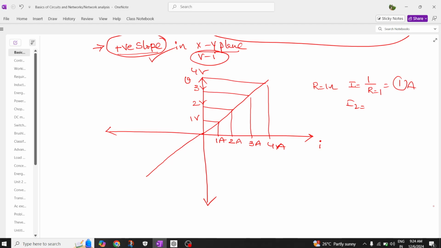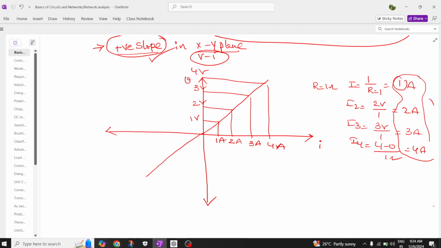So current I2 is the voltage applied, 2 volts, by 1 ohm. So this is nothing but 2 amperes. So current I3 is equal to 3 volts by 1 ohm, that is equal to 3 amperes. Similarly, I4 is equal to 4 volts minus 0 by 1 ohm. This is 4 amperes. You can see here the voltage and current magnitudes are gradually increasing.